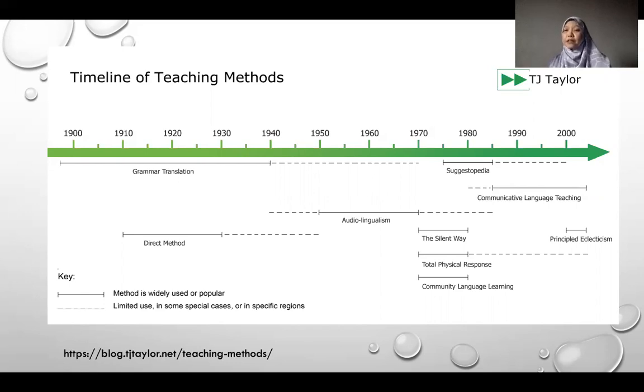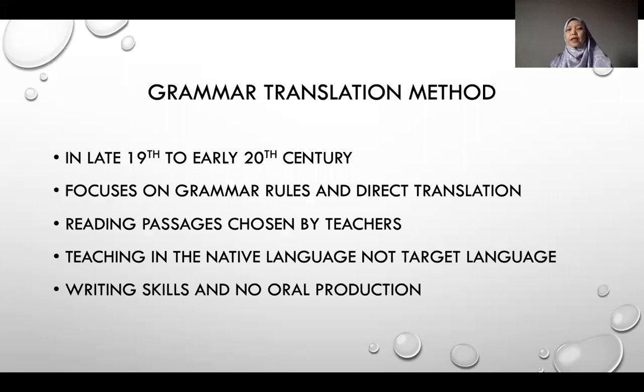Communicative language teaching, or CLT, was introduced in the midst of 1980s. CLT is the cornerstone of language teaching approaches or methods because CLT emphasizes communicative competence among the learners. So I would like to start with grammar translation method because this method was widely used in the early 20th century. And until now, it is still being used in certain parts of the world, for example, like Middle East and also in China.